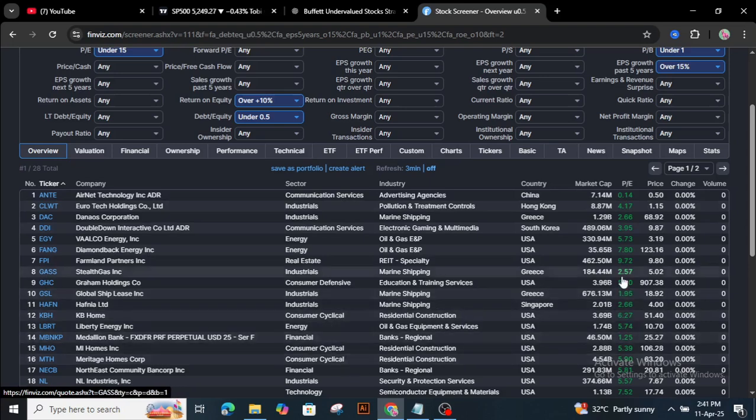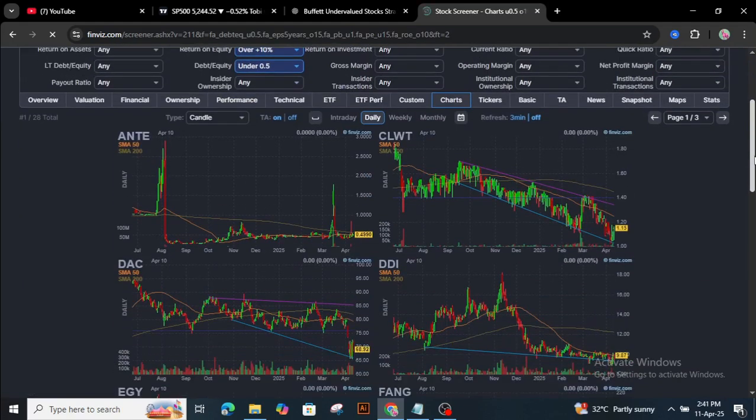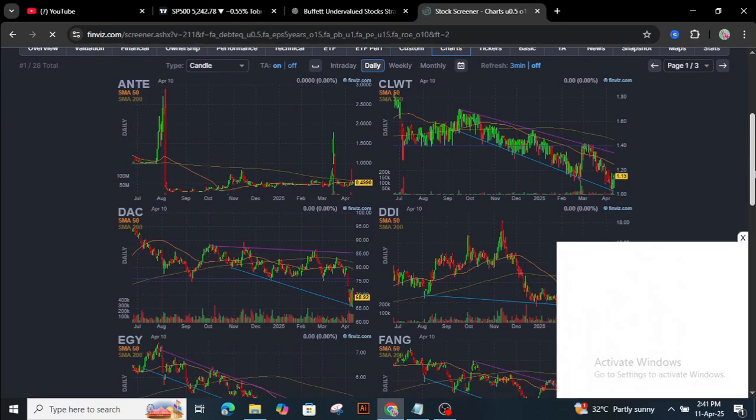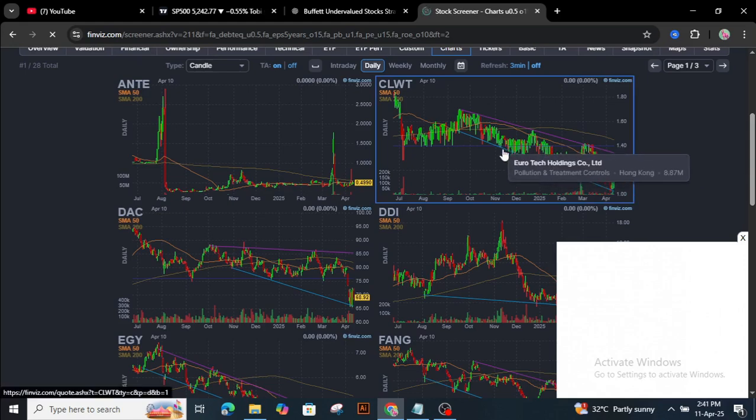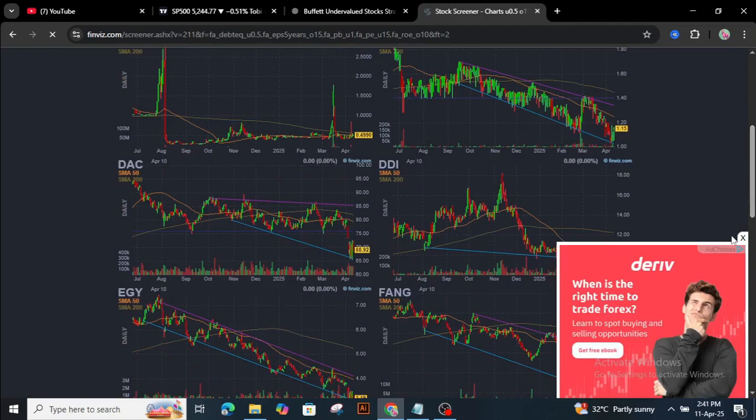Now you also want to consider the technical aspect of these stocks, because you do not just want to buy stocks, you want to buy stocks that have already retraced. So let's look at the technical aspect of these stocks. Come to this particular part and click on charts, and look for stocks that are trending down, just like this one, CLVT Eurotech Holdings Limited. That is one stock there.